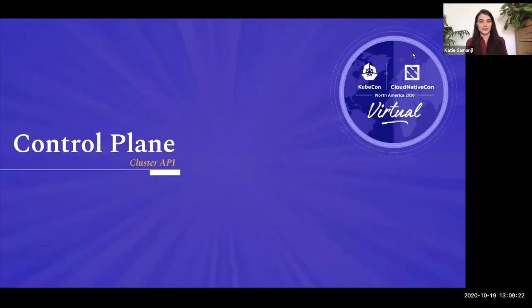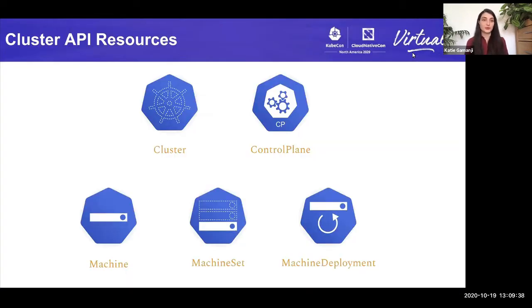Now, at this stage, I'd like to give a deep dive into the control plane resource. In the V1 Alpha 3 release, which is the current release, this control plane resource was introduced and it provides a lot of powerful operations for how we can manage our masters. Before I move forward with this topic, I would like to introduce the custom resource definitions introduced by Cluster API. At the moment, there are 5 of them: cluster, control plane, machine, machine set, and machine deployment.